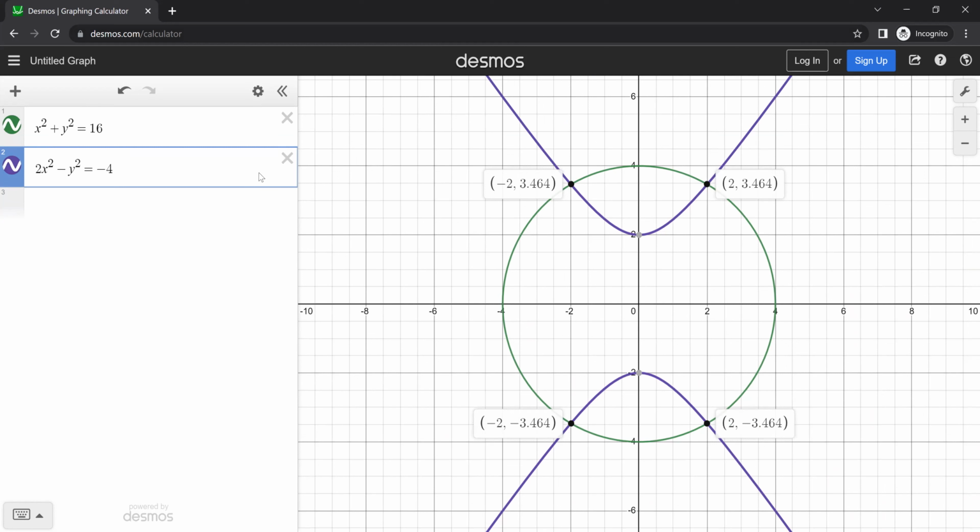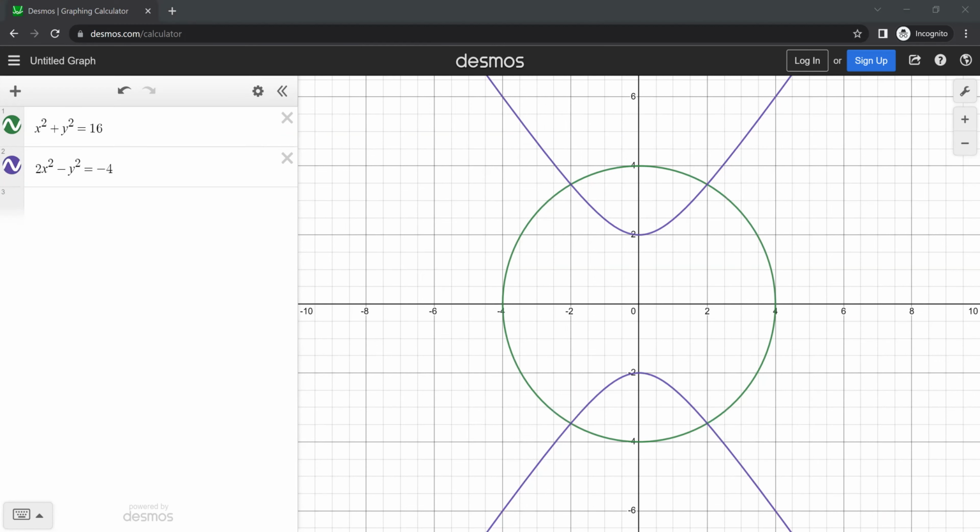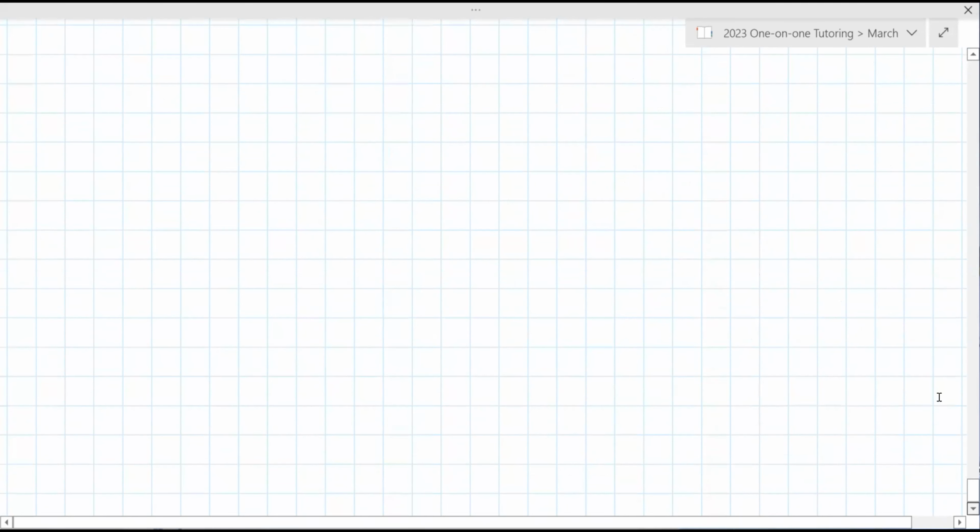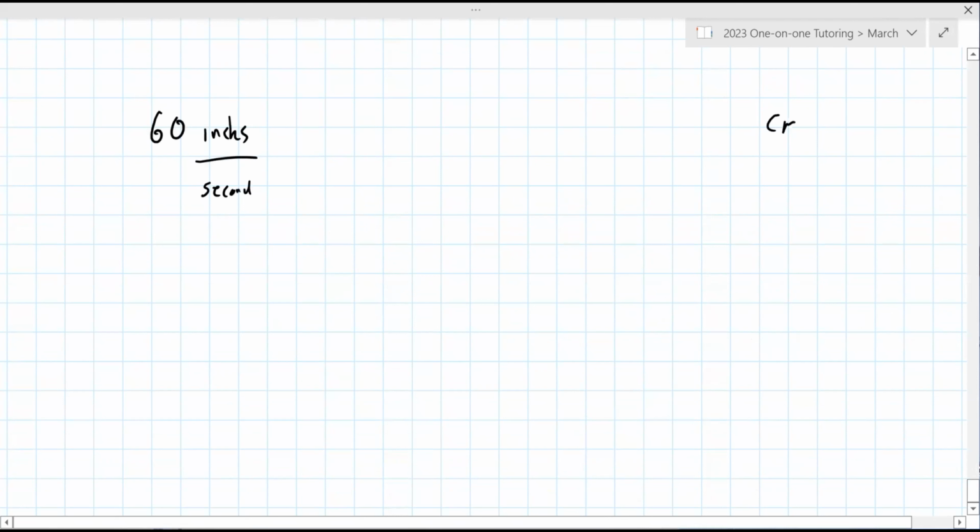All right. Maybe time for one more. Not sure. Depends what you choose or what you want to do here. What else kind of looks appealing here? Okay. 28, I guess. Okay, so we're converting 60 inches per second to centimeters per minute.